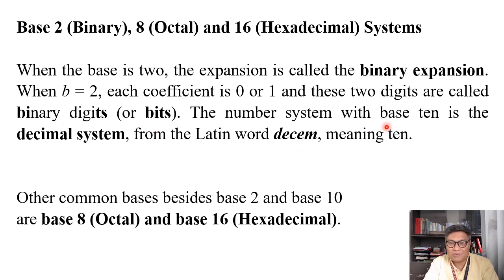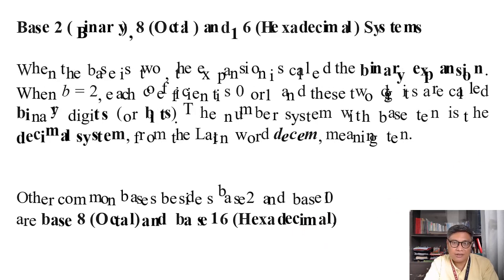Sometimes you will encounter the word bits, which refers to the binary digits of base 2. Our number system is base 10, which we call the decimal system, from the Latin term decem, meaning 10. Other common bases besides base 2 and base 10 are base 8, which we call octal, and base 16, which is the hexadecimal system. We only focus on these four: base 2, base 10, base 8, and base 16. Of course, there are also base 4, base 5, and base 7, but these are the common ones.